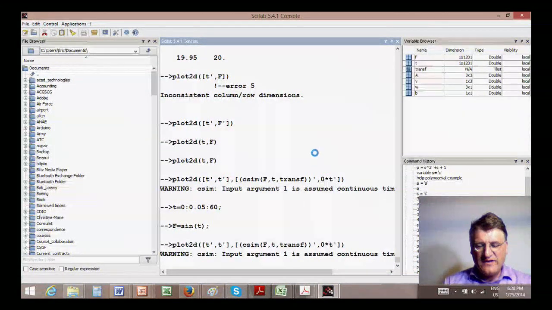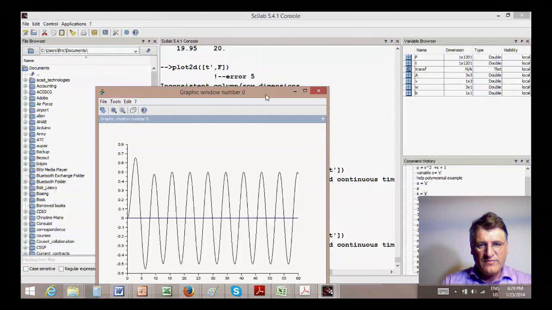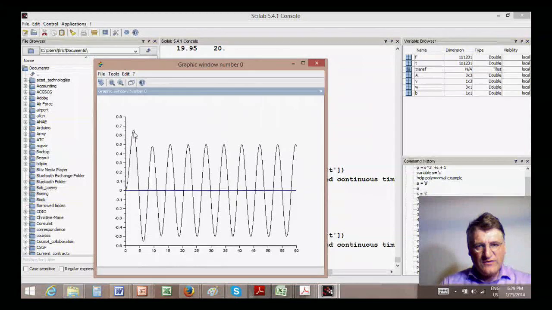It takes time to do these calculations, but it gives us the response of the system after a little while. There we go. And here's what you see. You see much better the transient, followed by a steady state response.